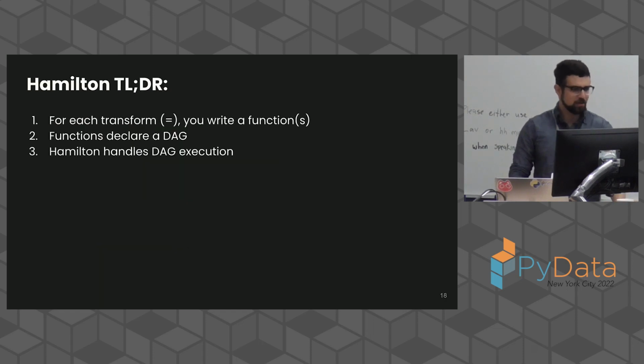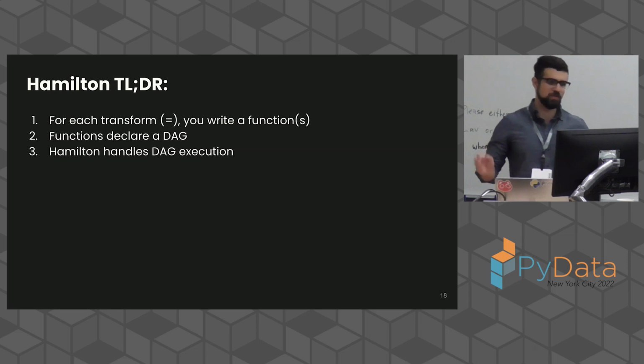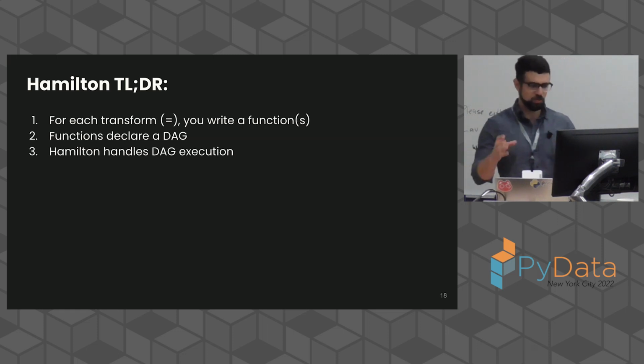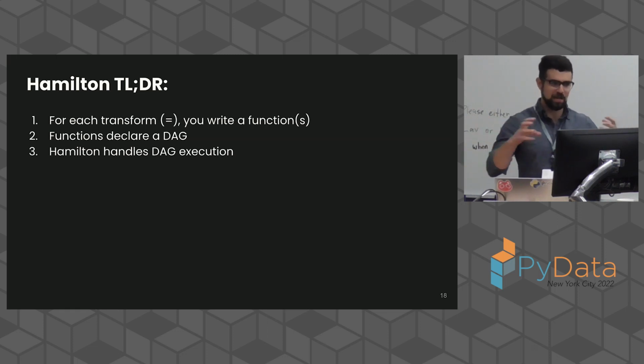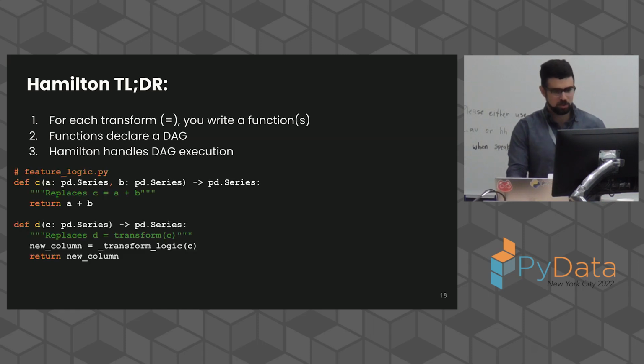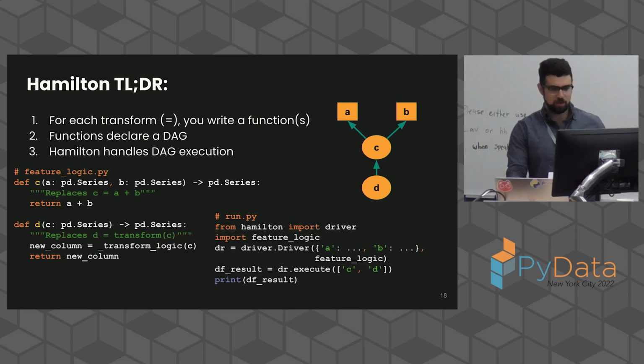So, TLDR, for each transform, you write a function. Functions declare a DAG, a directed acyclic graph. If you know what that is, great. If you don't, that's totally cool. I think the point of Hamilton is you don't really need to know that it's a DAG. The DAG is just a way of representing these compute flows as a data structure, and Hamilton handles the execution of that. So we've got our feature logic, we've got our directed acyclic graph, and we've got our driver, and together this makes up the Hamilton pipeline. This makes up your data flow.